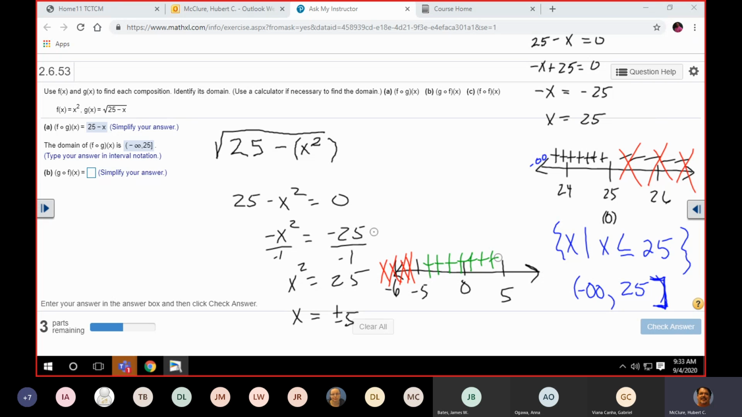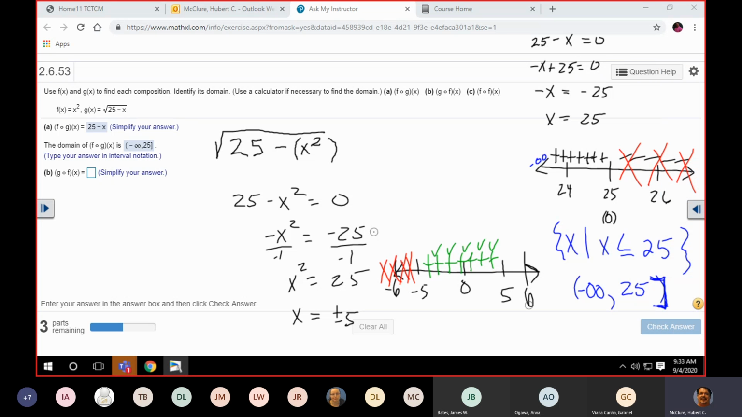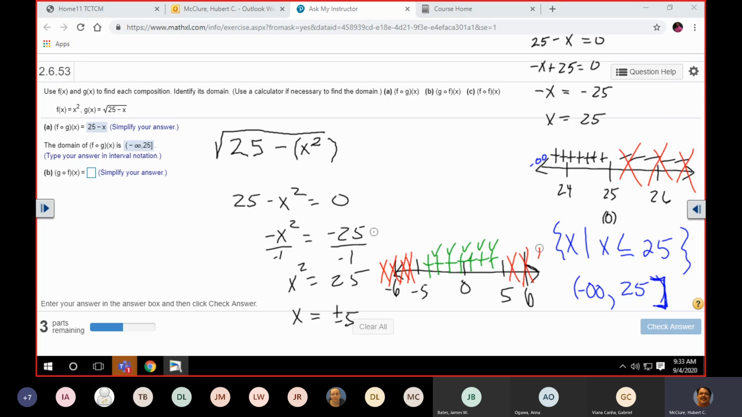Or you can put check marks. And then let's plug in a 6. Six squared is 36. 25 minus 36. Well, we know that we can't use that. So there's our domain in green. And you should feel good about yourself.